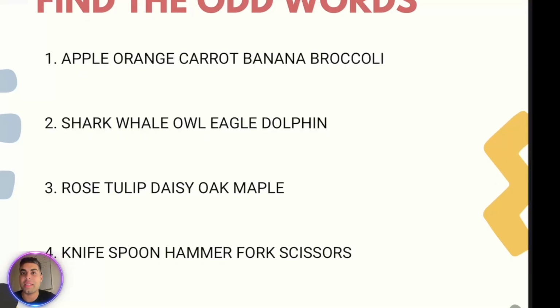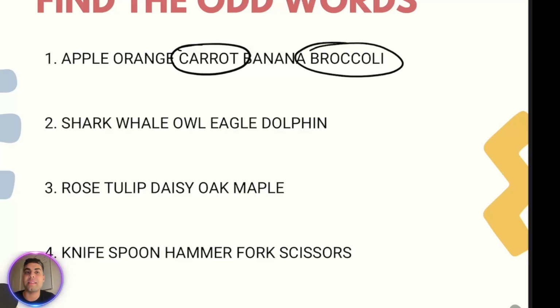Question number 1. Apple, orange, carrot, banana, and broccoli. What are the 2 odd words here? Let's think about it. Well, if you chose carrot and broccoli, you're absolutely correct, because apple, orange and banana are fruits, while carrots and broccolis are vegetables.